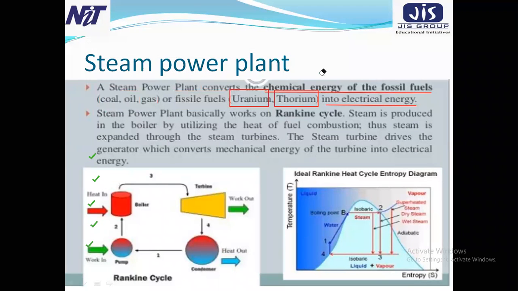Now look, the steam power plant basically works on the Rankine cycle. You all know about the Rankine cycle. Steam is produced in the boiler by utilizing the heat of fuel combustion. The steam is expanded through the steam turbine. Yes, so the figure is there. The steam turbine drives the generator, which converts mechanical energy of the turbine into electrical energy. So in this way, basically, the power is generated.